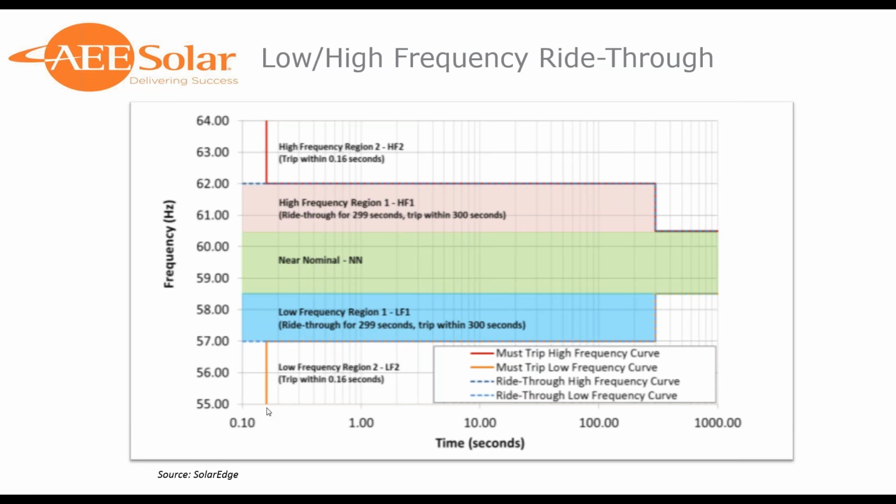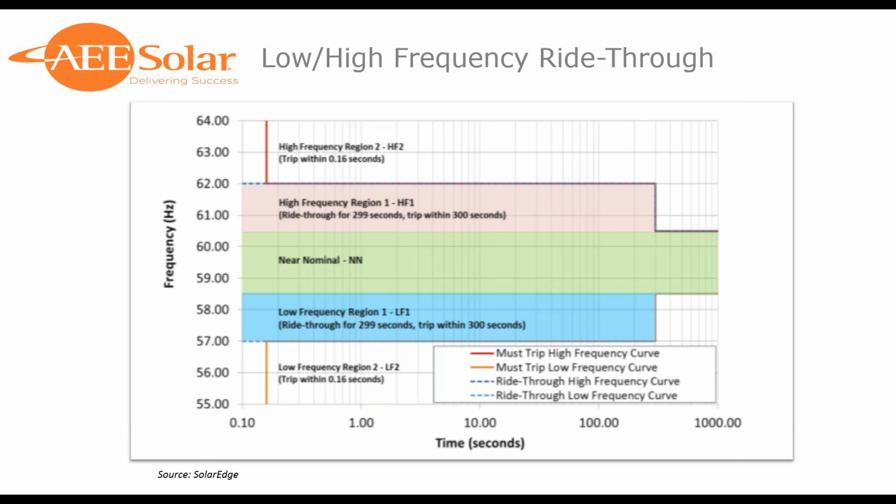So this first orange line is 0.1 second, 1 second, 10 seconds, 100, 1,000. This first green band here is essentially what the standard used to be, up to 60.4, down to 58.5. Anything inside that band, the nominal state, the inverter continues outputting power as long as voltage is in the proper window and there's array voltage.